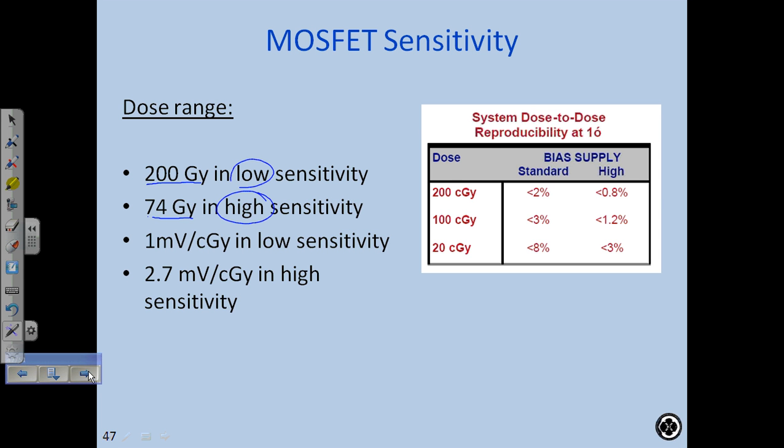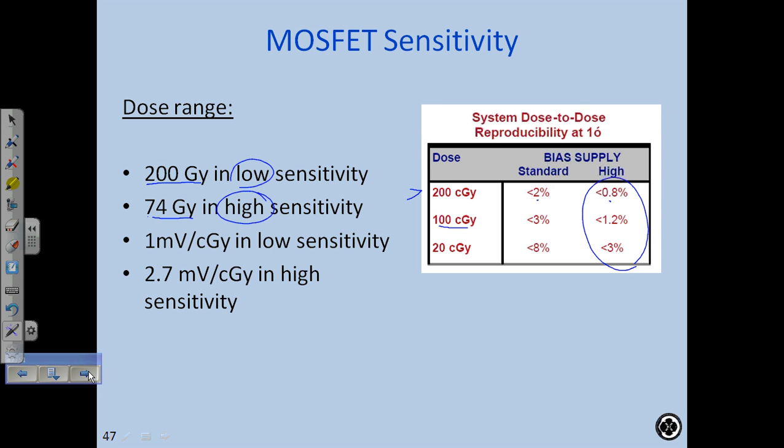So let's look at this table. The accuracy for a dose of 200 centigray, which is a typical dose we give our patients, is 2% in standard and 0.8% in high sensitivity. So it's pretty good sensitivity in high sensitivity. And then for lower doses, the sensitivity drops. You see that? As your dose gets lower, the sensitivity drops. That's kind of like signal-to-noise ratio. If you give it more signal, you're going to get better sensitivity.